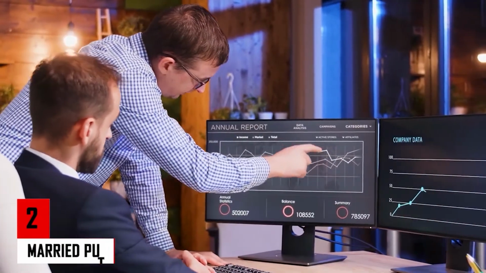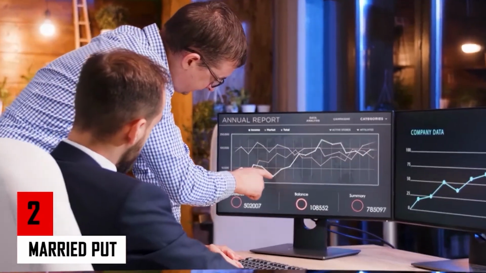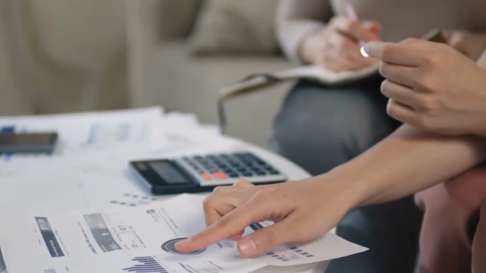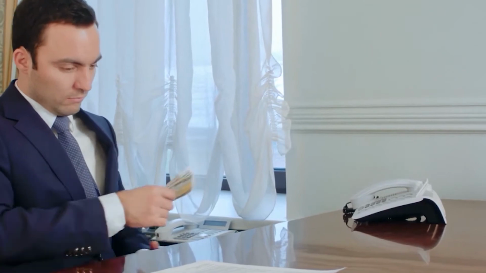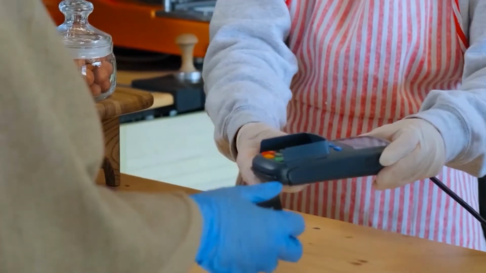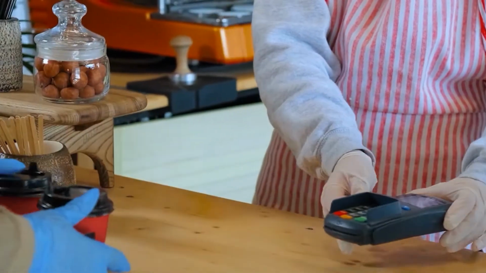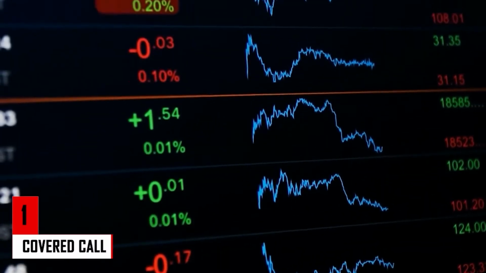Number 2. Married put. This technique involves purchasing an asset like shares of stock and concurrently purchasing put options for the same number of shares, which is called a married put strategy. Every contract is worth 100 shares, and the person who holds a put option has the right to sell the stock at the strike price. When investing in a stock, an investor may opt to utilize this approach to reduce their negative risk. As an insurance policy, this technique provides a price floor in the case of a significant decline in the stock's price.